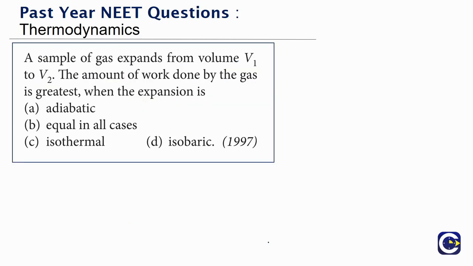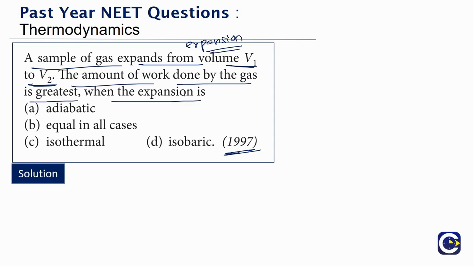Next we have another reasoning question. This has come in the 97 paper. A sample of a gas expands from volume V1 to V2. This is expansion. Expansion means the gas will actually do the work. The amount of work done by the gas is greatest when the expansion is, they are saying, adiabatic, isothermal, isobaric, or it is equal in all the cases.